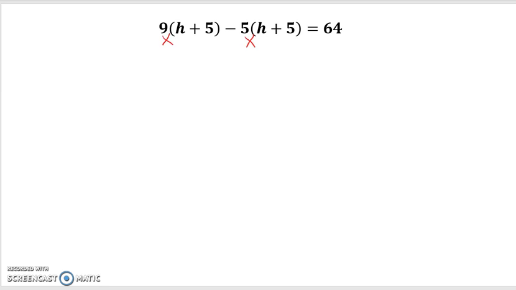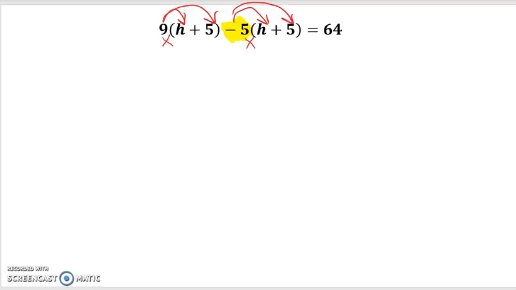I think these are very important, especially when you're just starting out with all this algebra. And a reminder, I even use my highlighter here to remind myself that it's minus 5 that gets multiplied by the h and by the positive 5. These things are quite important so you avoid mistakes. So 9 times h, that's 9h. 9 times positive 5 is positive 45. Minus 5 times h is minus 5h. And minus 5 times positive 5 is minus 25.